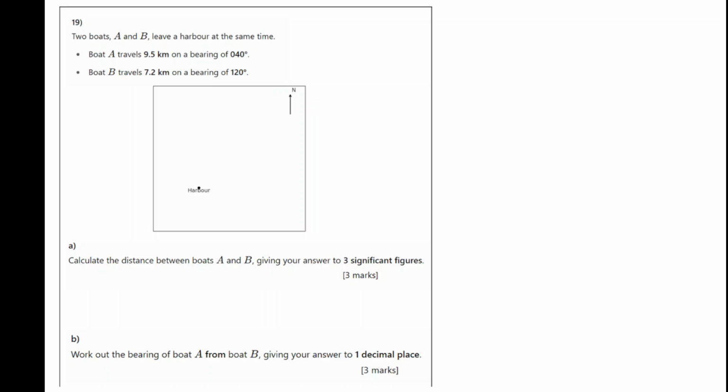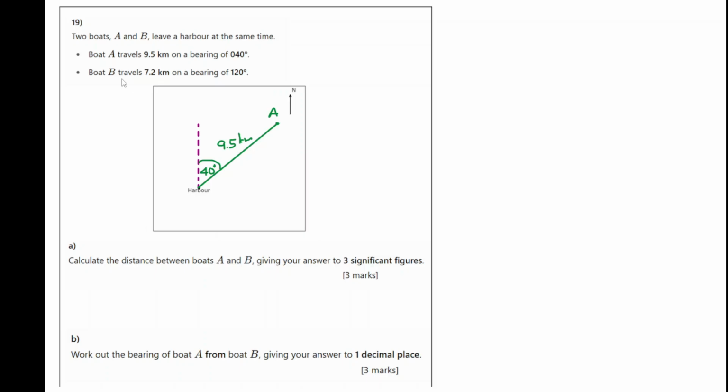Question number 90. Two boats A and B leave a harbor at the same time. Boat A travels 9.5 kilometers on a bearing of 40 degrees. Let's draw a rough sketch of this one. So here's the path of boat A. It's 9.5 kilometers at a bearing of 40 degrees. So from the north, the angle here is 40. So this is where the boat A goes.